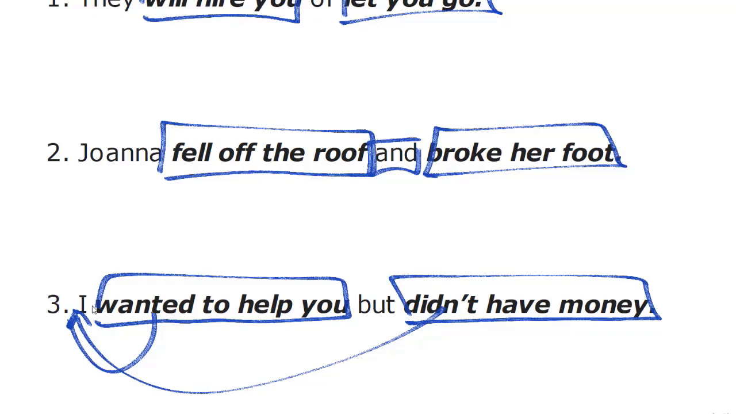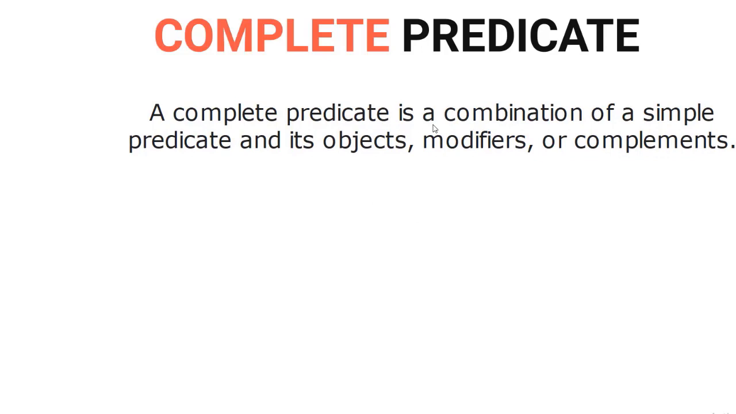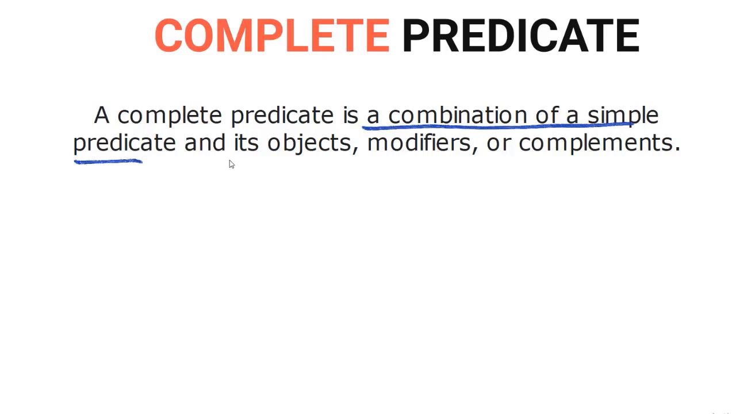All right. Now, what is a complete predicate? A complete predicate is a combination of a simple predicate and its objects or modifiers or complements. So the simple predicate and the object of the simple predicate or the complement or any modifier, right? The combination of a simple predicate and the objects or modifiers or complements is your complete predicate. Let me show you some examples. It's very simple. Example number one.